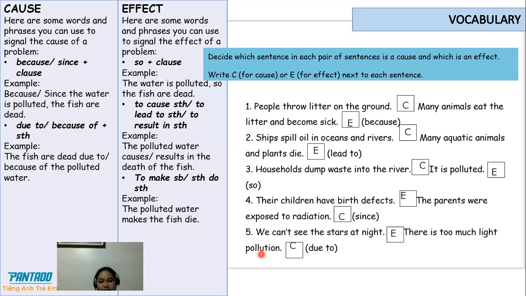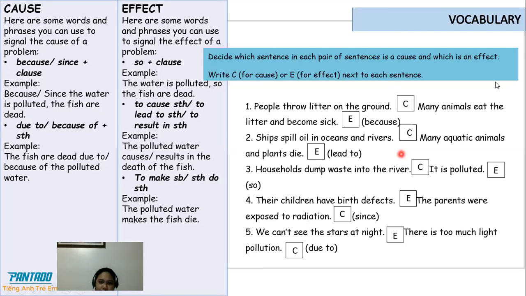Okay, so let's see. Number one, cause. All right, so you've got all the correct answers in numbers 1 to 5. Very good. Now, can you please read this?